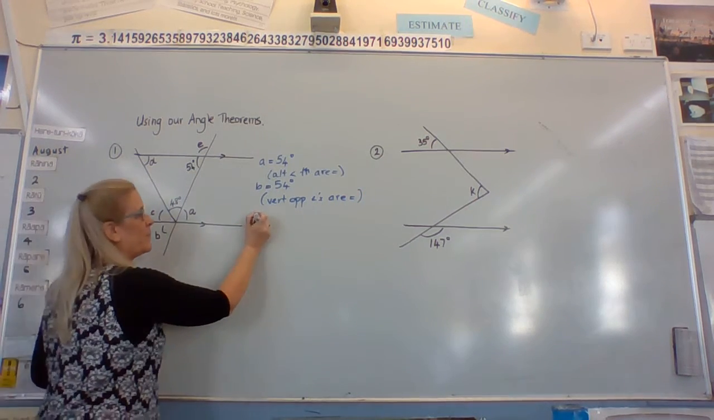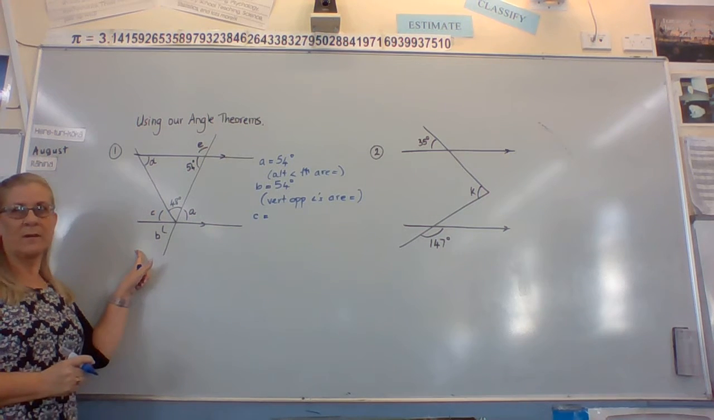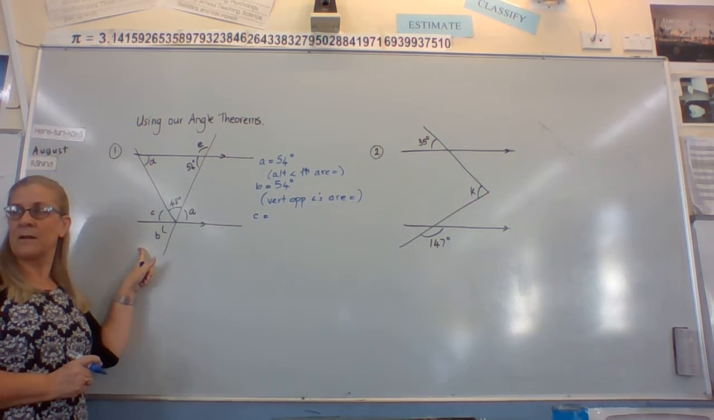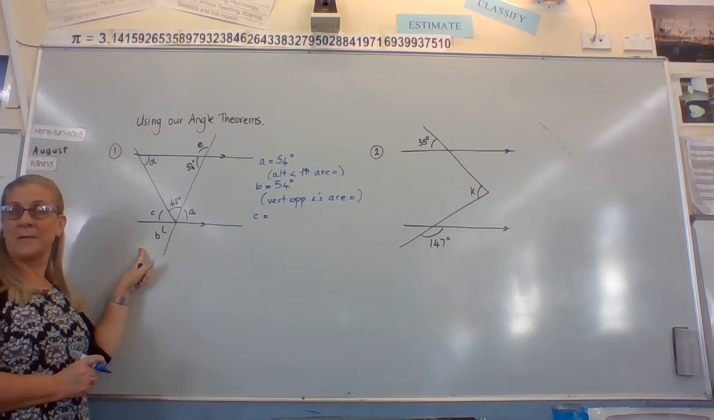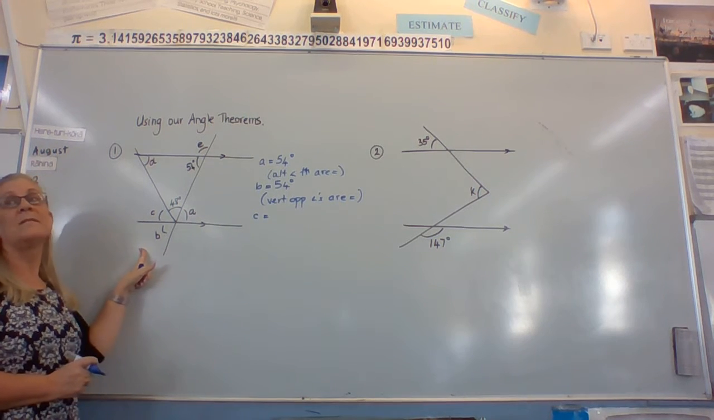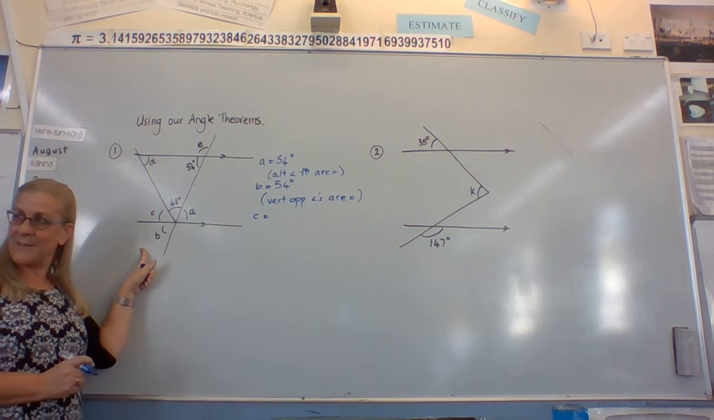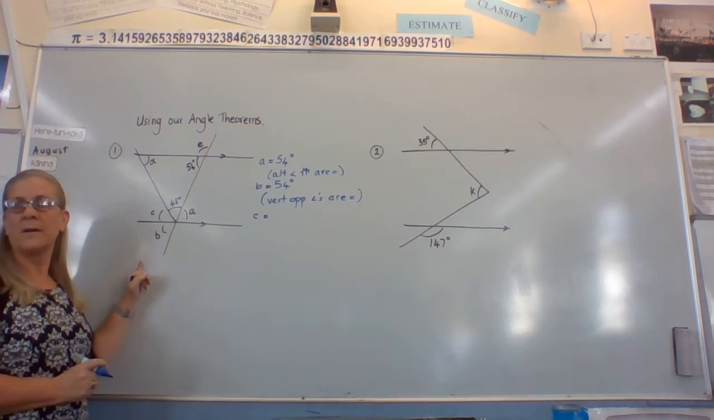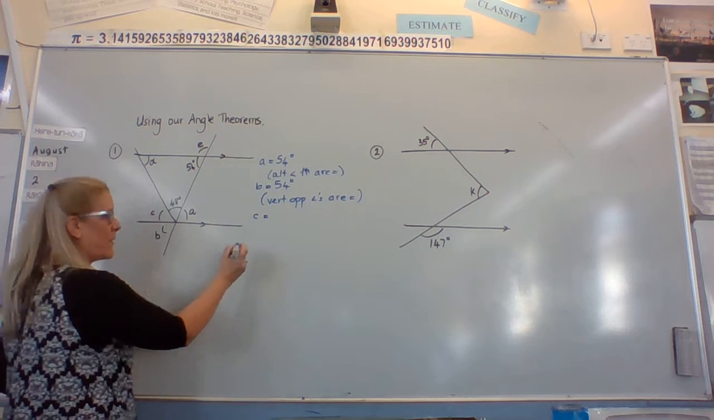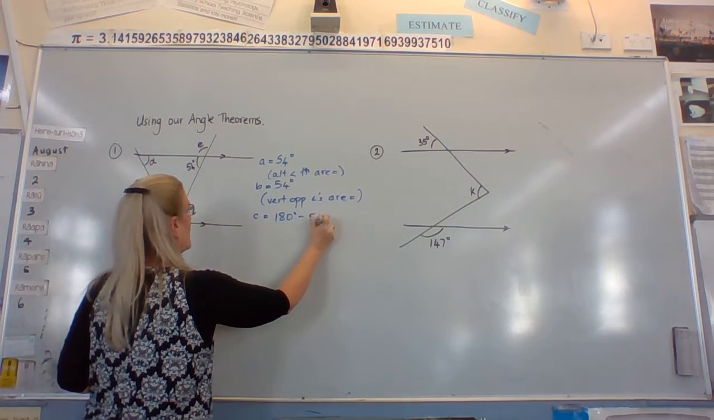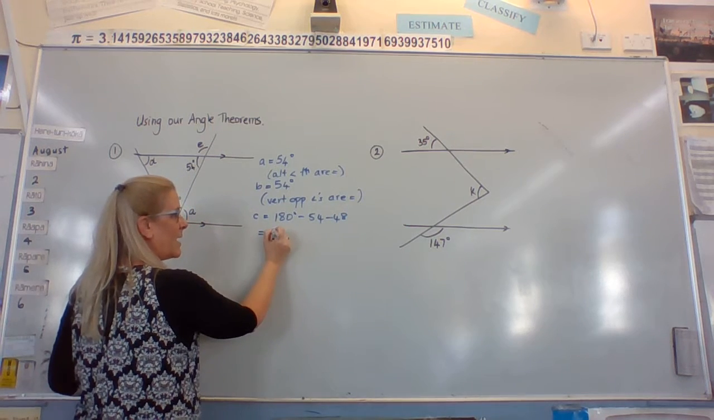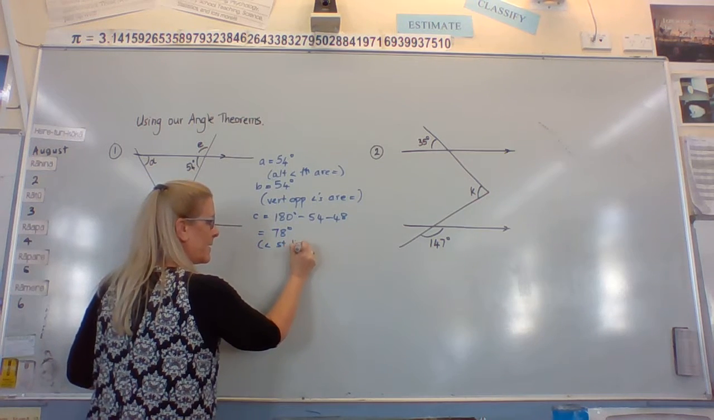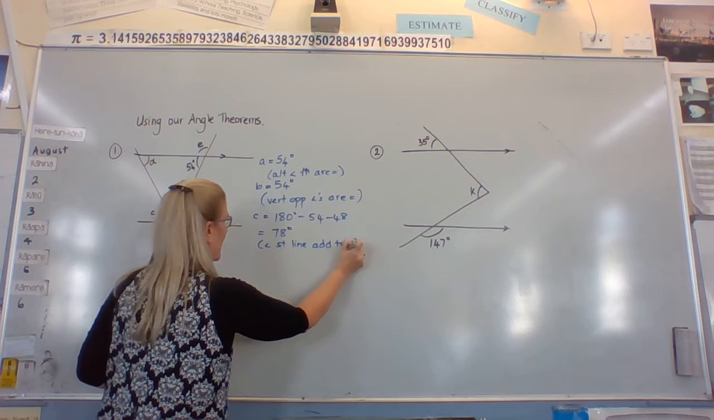Okay, we go to C. What's C? Might need a calculator because what are we doing? Come on, guys, you know. Christina? And how did you work it out? Right, so we did 180 minus 54 minus 48 is 100, what was it? 78, angles on a straight line add to 180. All right, next.